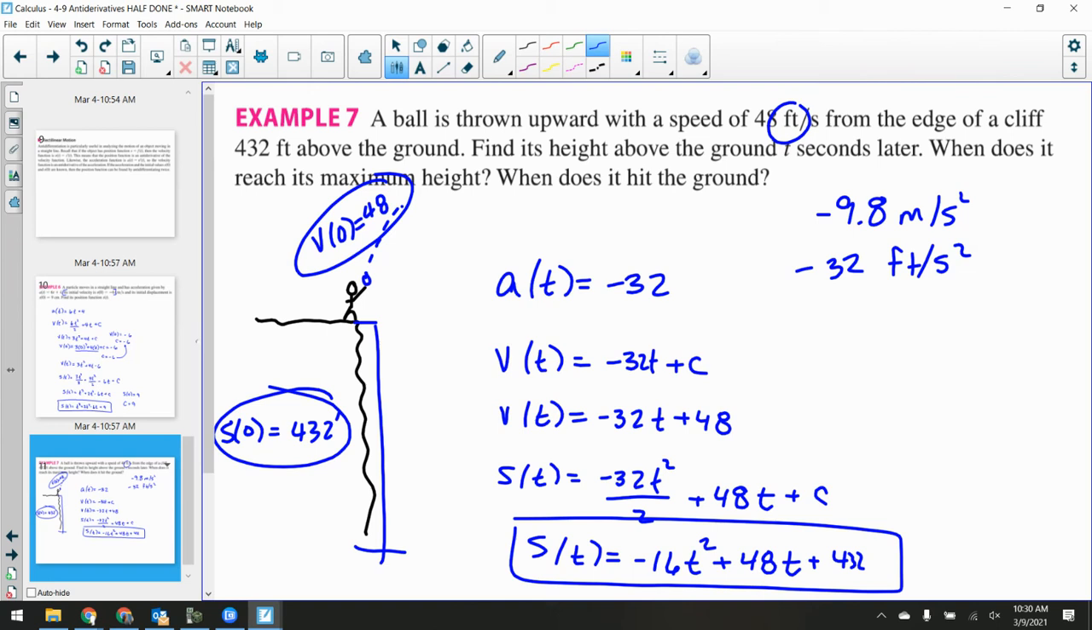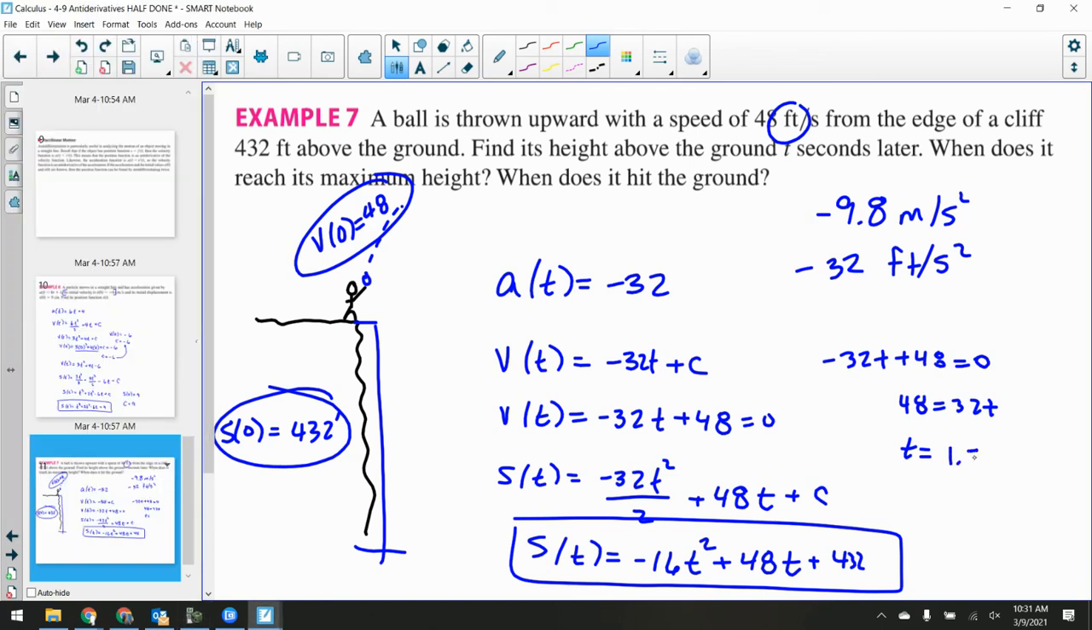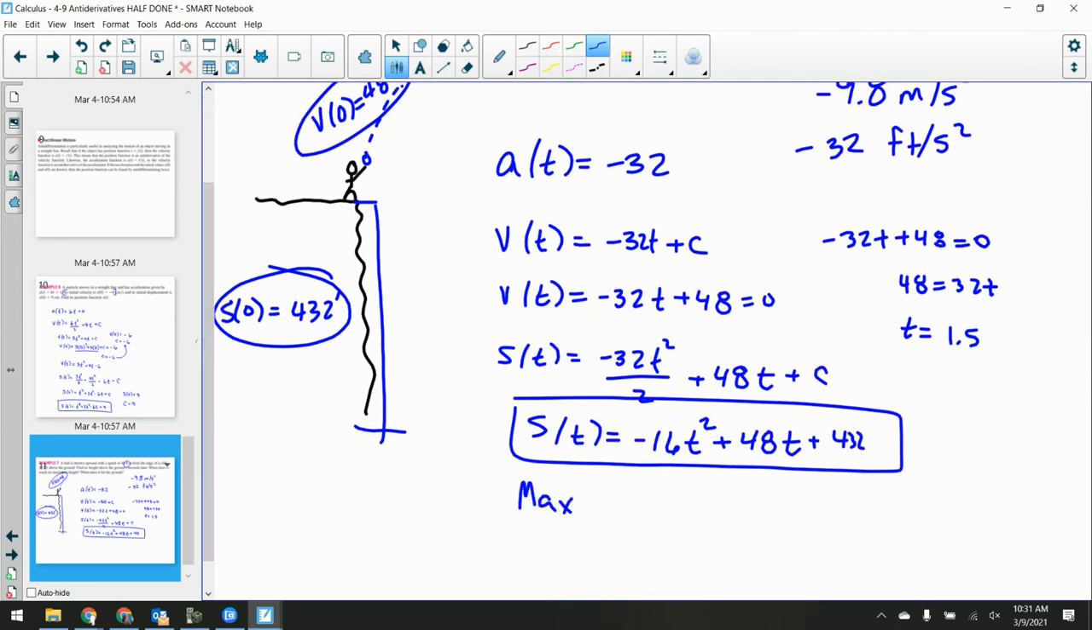Yeah, the critical point of the velocity, right? So let's do that, because we've done negative b over 2a forever. Let's just find the zero of the velocity: negative 32t plus 48 is equal to 0. So 48 is equal to 32t. We divide over, t is 48 divided by 32, which is 1.5. So when does it reach its maximum height? At 1.5 seconds.